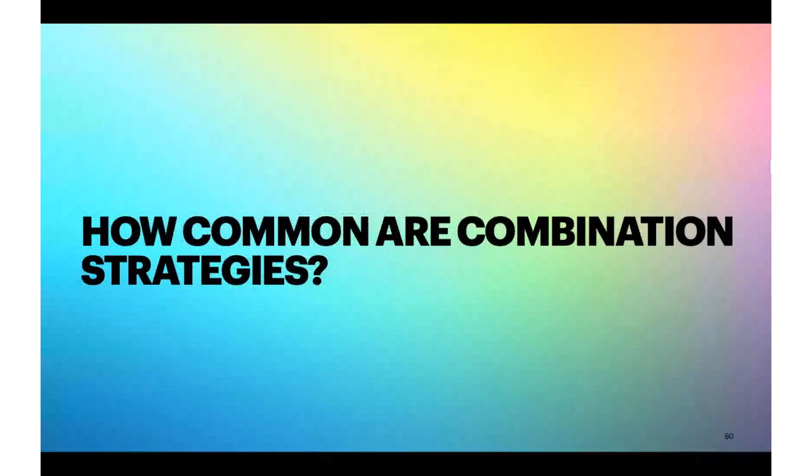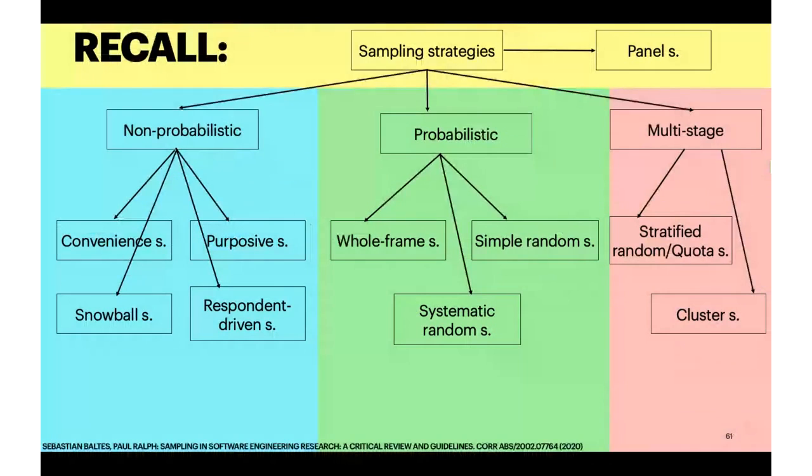So how common are those strategies? Recall that we have non-probabilistic sampling strategies: convenience sampling, purposive sampling, snowball sampling, and respondent-driven sampling, which is an improved version of the snowball. Then probabilistic sampling strategies: whole frame, simple random, and systematic random, and a couple of multi-stage sampling such as stratified random, quota sampling, and cluster sampling.